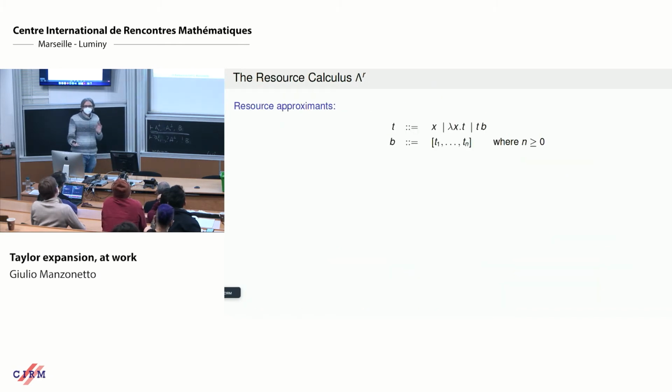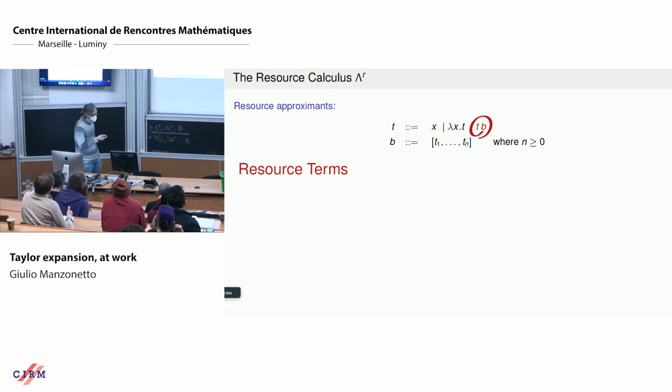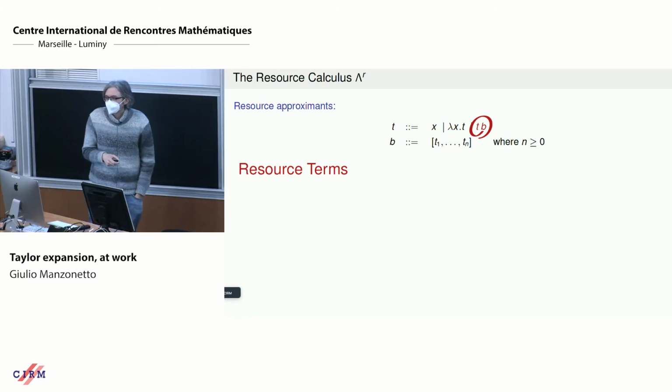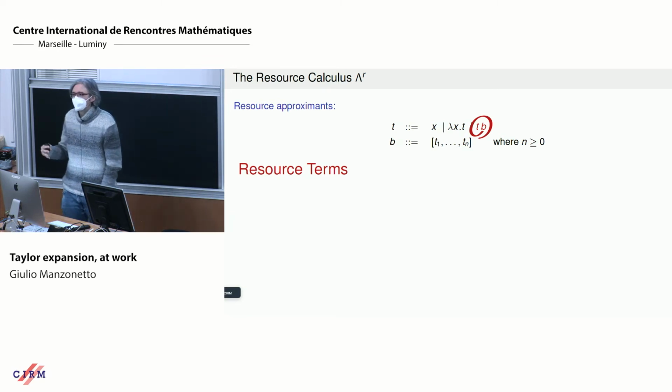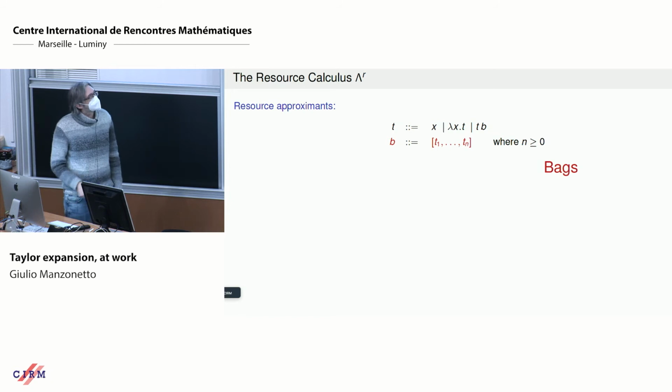So the target language of the Taylor expansion is nowadays often presented as a resource calculus, whose syntax is more or less like the one of lambda calculus, except for the application. You do not apply a term to another term, but you apply a term to a bag of terms, a bag being a finite multiset of resource terms. And the idea is that the bag contains linear resources that you cannot duplicate nor erase.